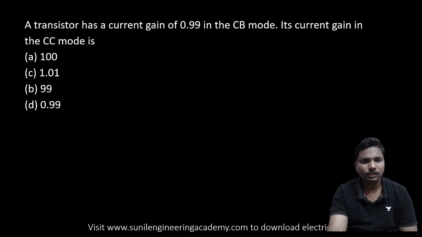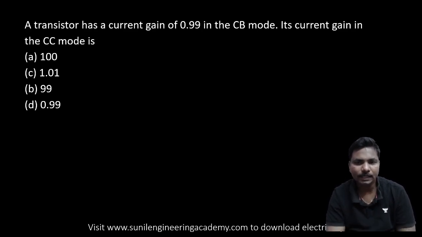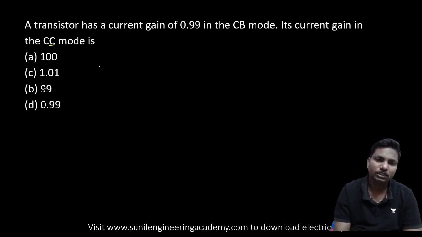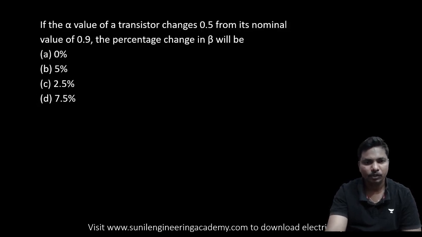Coming to the next question. A transistor has current gain of 0.99 in the common base mode. Its current gain in the common collector mode? Just now we have got the answer: alpha is 0.99 means beta is equal to 99, then gamma is equal to 100. So the answer is option A, 100. Coming to the next question.